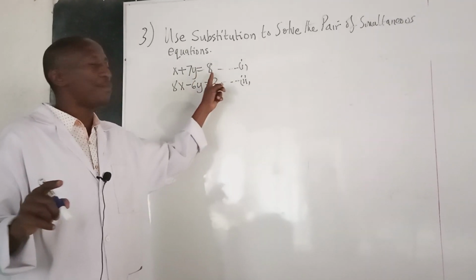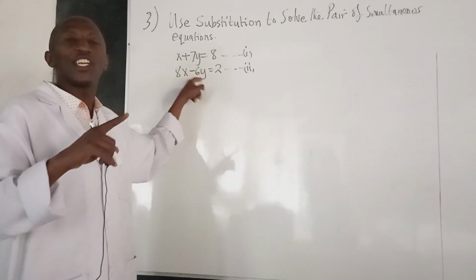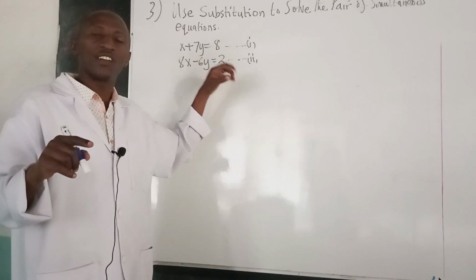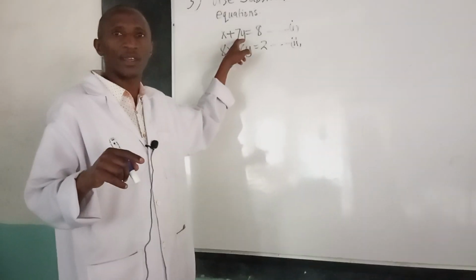Now, in substitution method, we identify the simpler equation and we substitute it, as the word suggests, into the other equation. In geography, they say the smaller river drains into the bigger river. So our smaller equation is equation number 1.